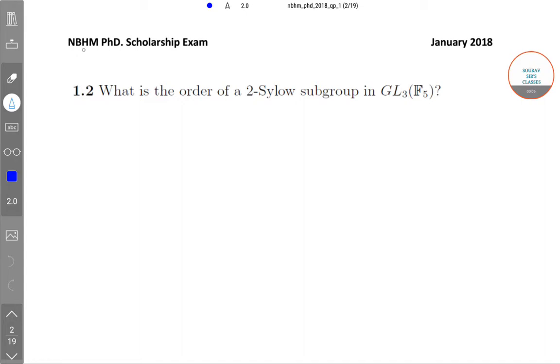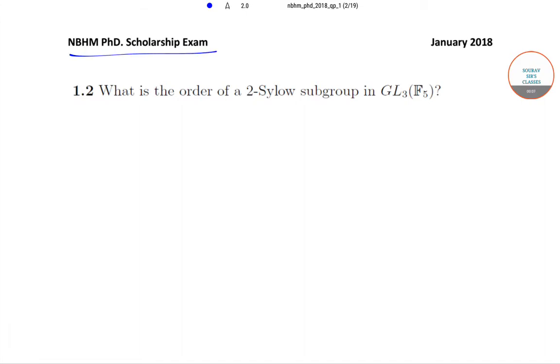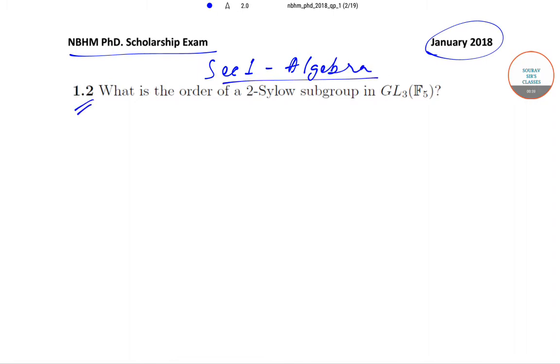Today we will be solving the NBHM PhD scholarship exam from the January 2018 paper. We will be solving the question which came in the section 1 algebra portion. We have previously solved question number 1 from this section. We will be solving question number 2 from this section today.